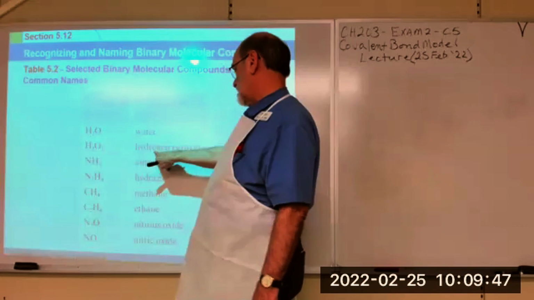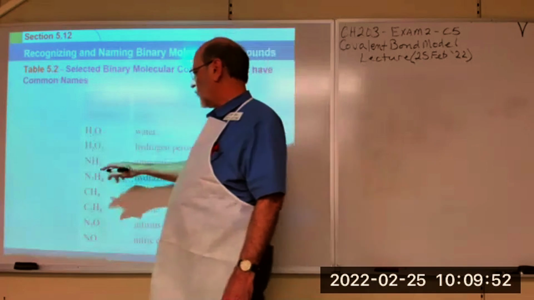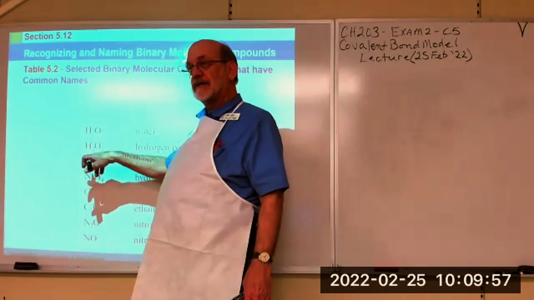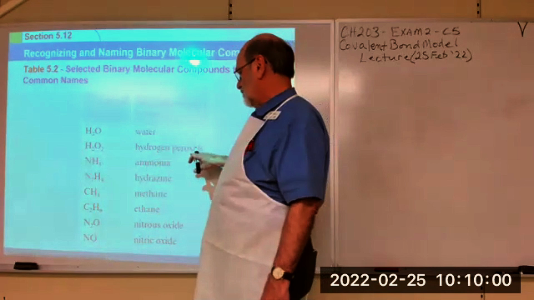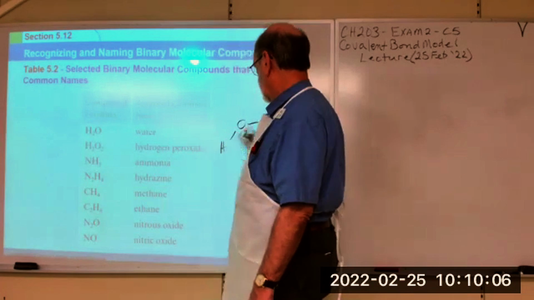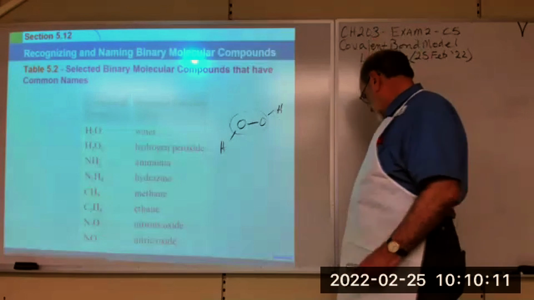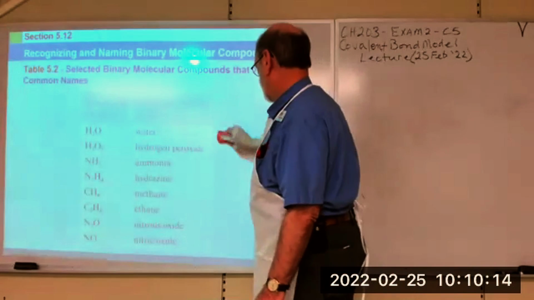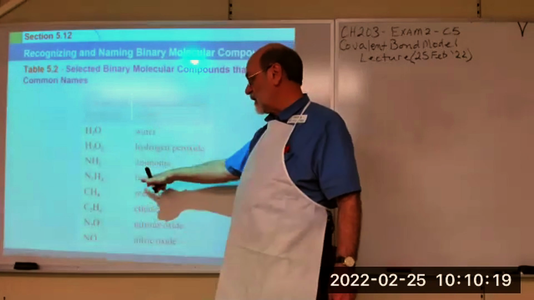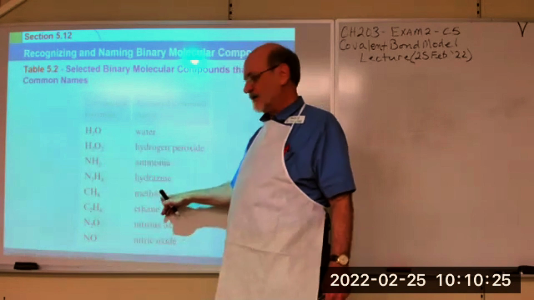Hydrogen peroxide. Okay, we're saying hydrogen peroxide when systematically we would say dihydrogen dioxide. But we know that it's actually this, and that is a peroxide. So we say hydrogen peroxide. These are common names. Ammonia, hydrazine, N2H4, methane, ethane. Now we're getting to naming organic compounds here, these two.